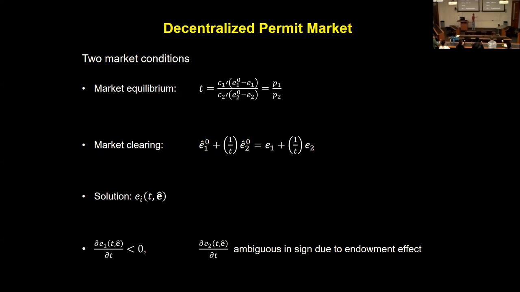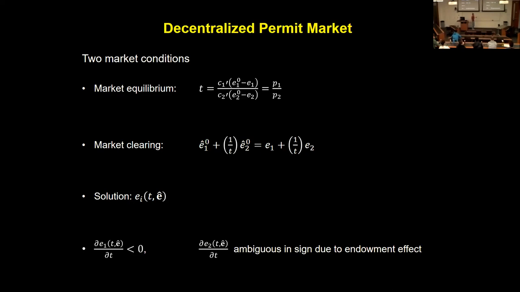If we solve these conditions simultaneously, we're going to get a response function that depends on T and the permit level. And again, we get this idea that the marginal change in E1 as T increases is going to be negative, or alternatively that abatement is increasing. Because if you require them to buy more permits from firm two, class two, then it's more expensive for them to trade, they're going to trade less, and that means they have to emit less.